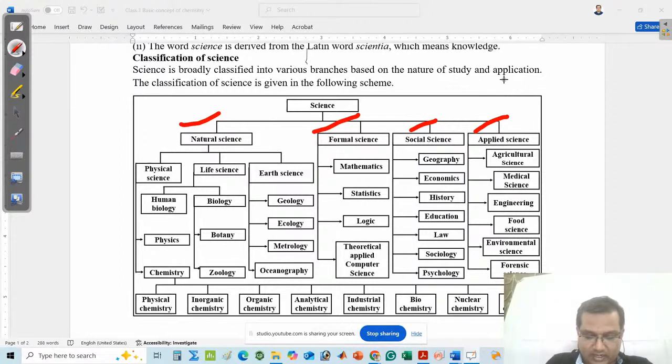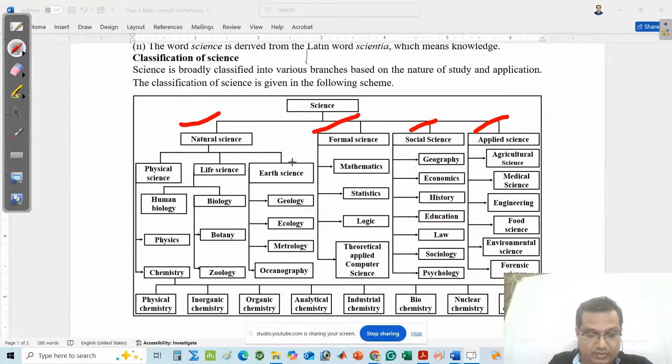For better understanding, I would like you to remember your 8th, 9th, 10th class. Remember some Odia words you have read. Here four types of science are present. One is natural science. The Odia meaning is Prakrutika Vijnana.